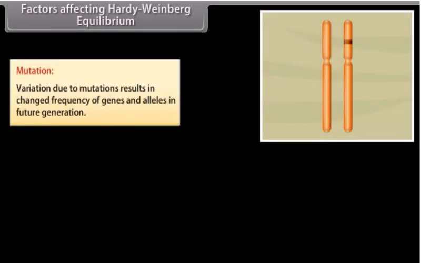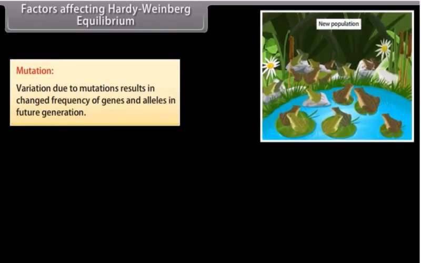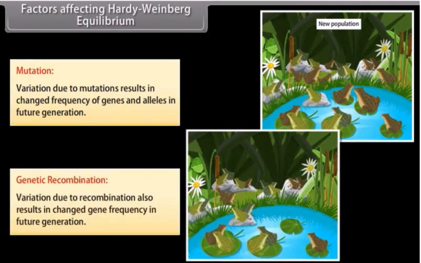Mutation. Variation due to mutation results in changed frequencies of genes and alleles in future generation. Genetic recombination. Variation due to recombination also results in changed gene frequency in future generation.